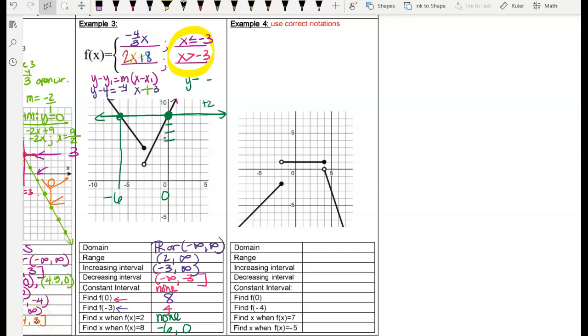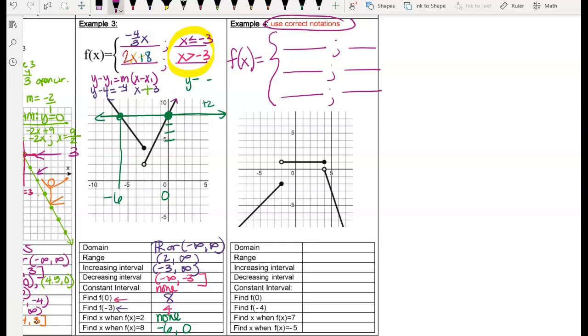Okay, this last example, students, it has 3 pieces. So remember, it says use correct notation. So always start out with f of x equals. If it has 3 pieces, you want to make this little funky bracket. I want 6 lines, okay? If it has 3 pieces, 6 lines. If it has 2 pieces, then you're just gonna do 4 lines.